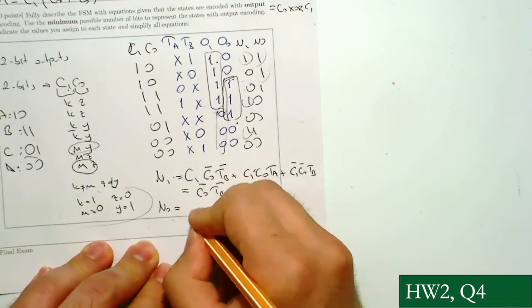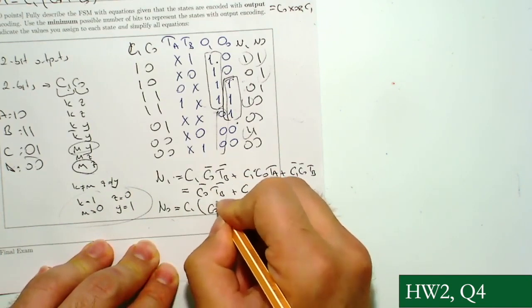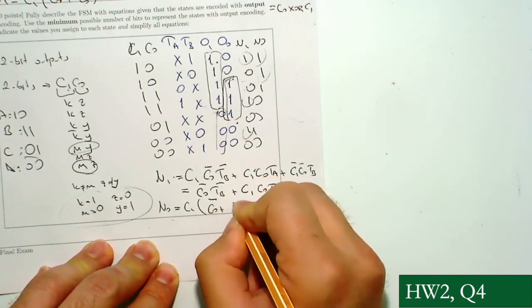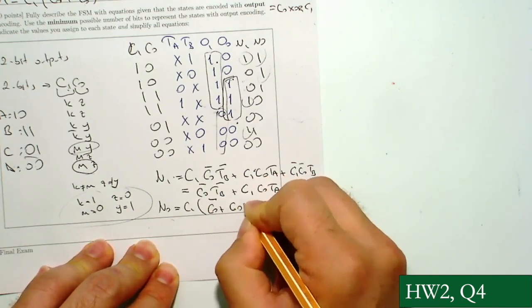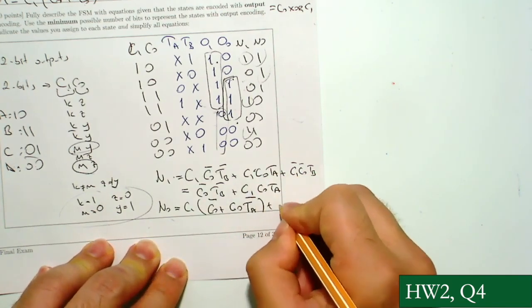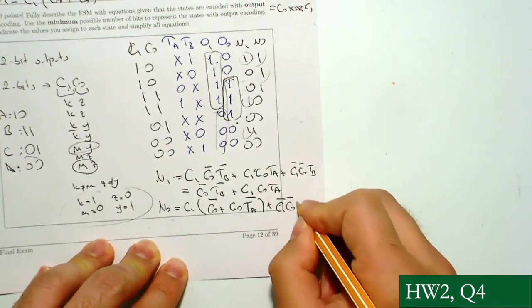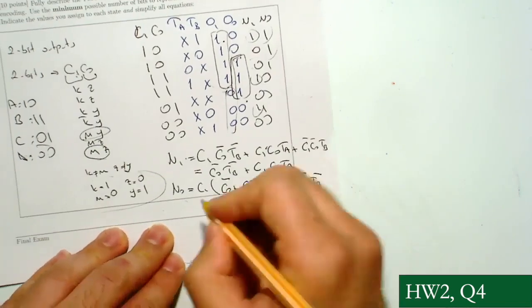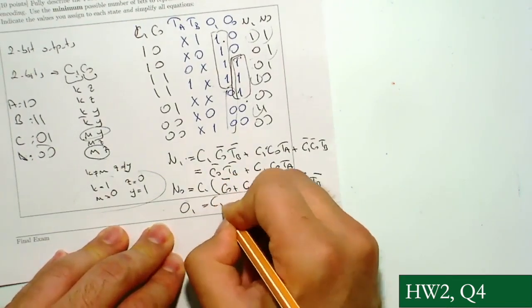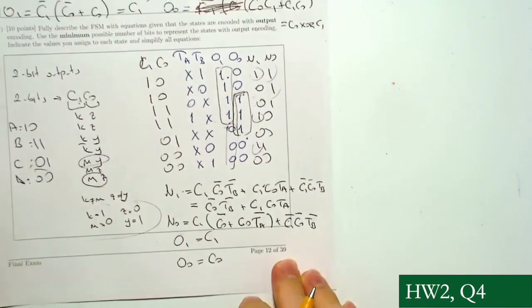And for N0, I will have C1, C0 not, or C0, TA not, or C1, C0 not, and TB not. And for O1, I already ensured that this is determined by C1, and O0 is determined by C0. Okay.